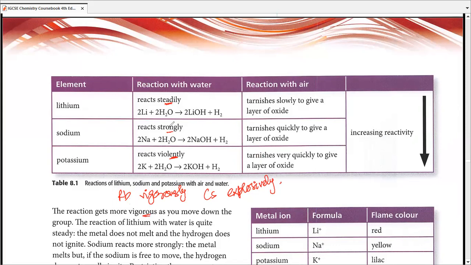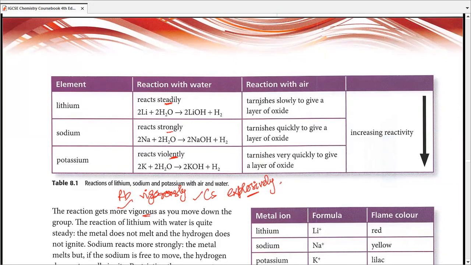And you also know that you need to use different adjectives, and a stronger adjective, as soon as you move from top to bottom in a group. Every time, with every step, try to go with a stronger adjective. So from steadily to strongly, from strongly to violently, from violently to vigorously or explosively. You can even use the word explosively for both rubidium and cesium.